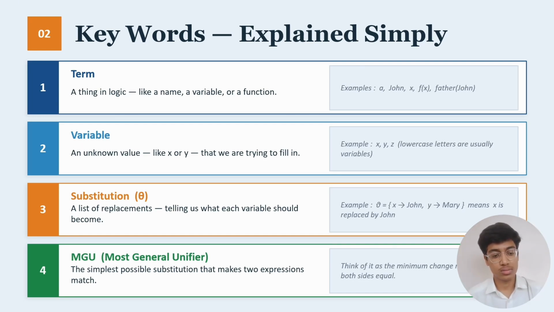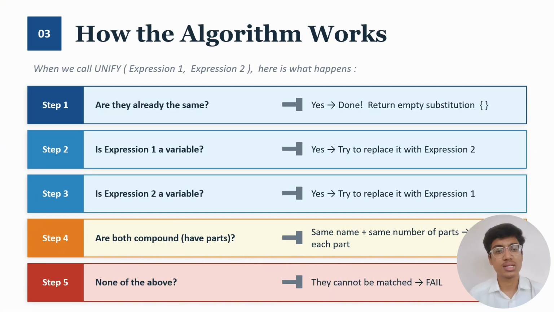So we are opening the third slide. The third slide is how the algorithm works. Why do we need unification? If anyone knows, then comment. I will tell you now.